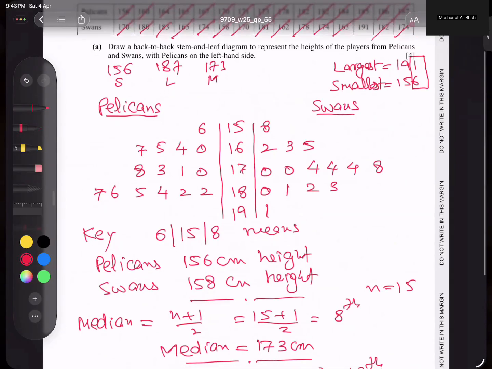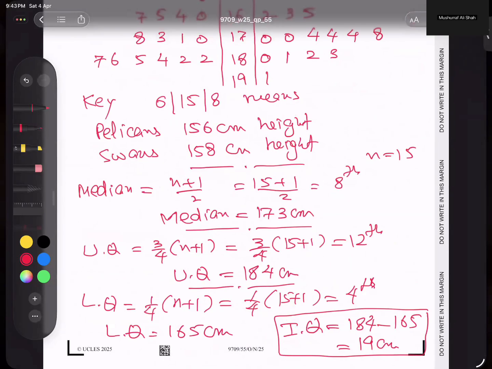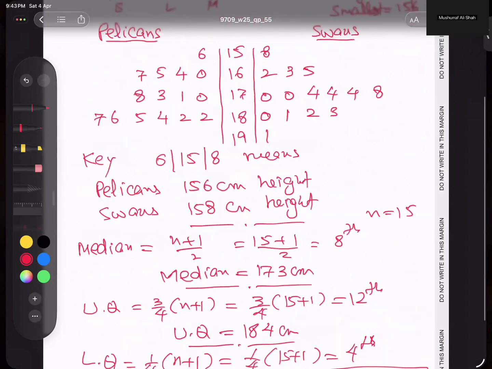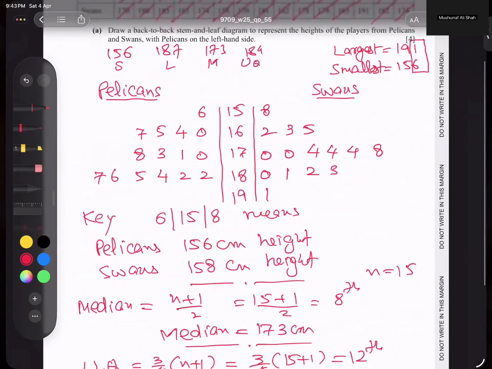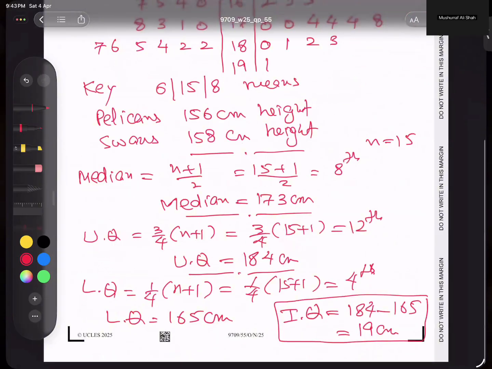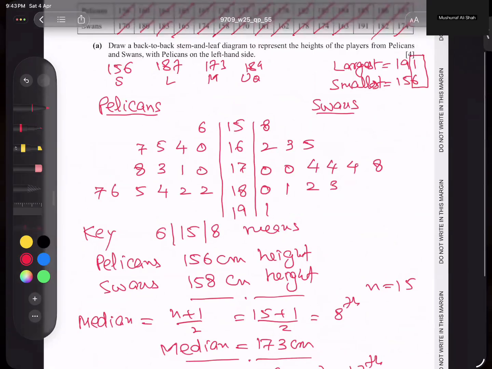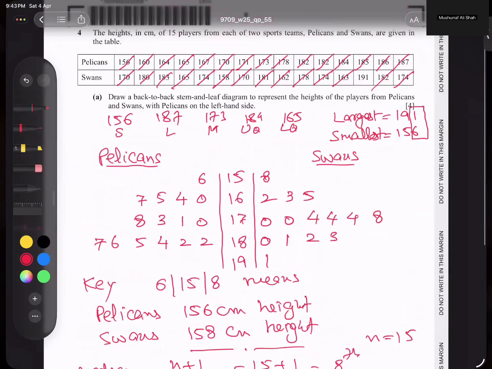Okay, now I'm going for lower and upper. Upper quartile is 184. And lower is what, students? Lower is 165. So these values are very important for us.